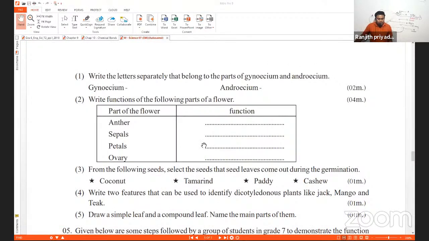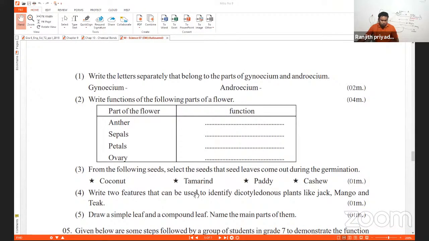From the following seeds, select the seeds whose seed leaves come out during germination. Coconut, tamarind, paddy, cashew. Tamarind and cashew. Tamarind and cashew.